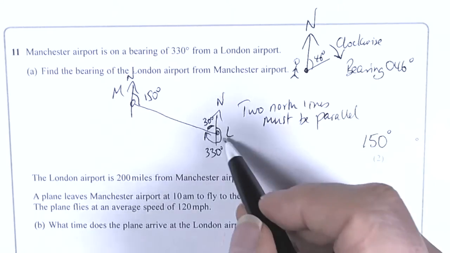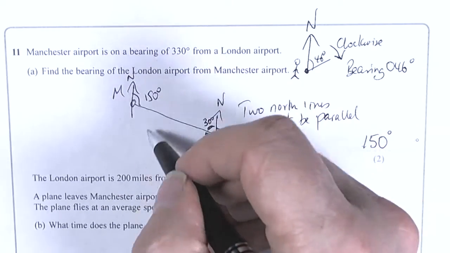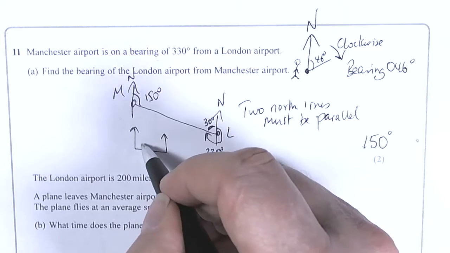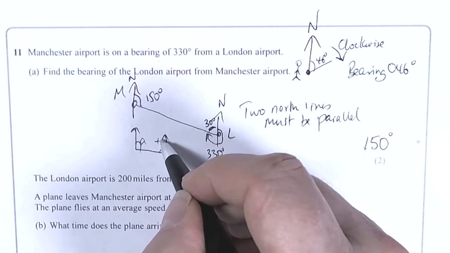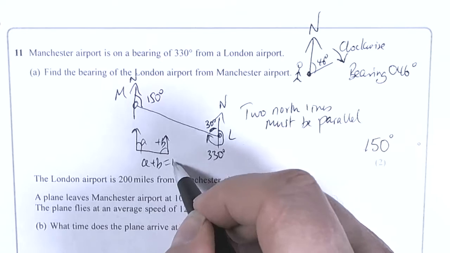And because they're parallel, then we work out that co-interior angles between parallel lines add up to 180 degrees.